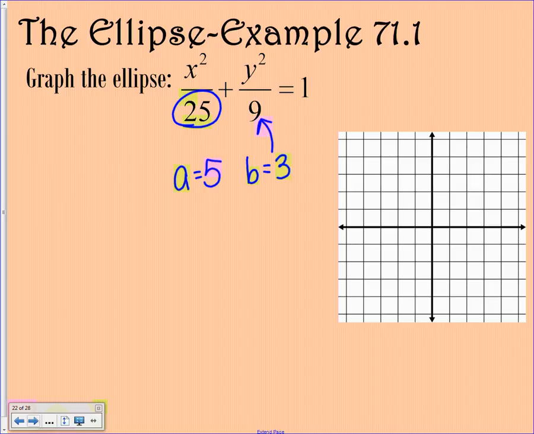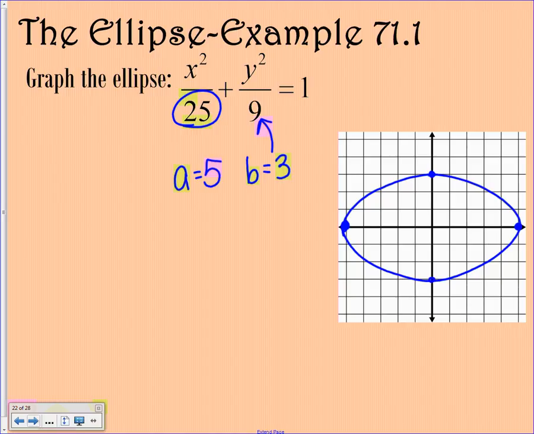This is centered at the origin, so we are going to go horizontally 5 in either direction. So we're going to go to the left 5 and to the right 5. So put a dot, 5 out on your left and right side, and then we're going to go up and down 3. So you can go up to 3, and you're going to go down to -3. And then you are just going to connect your dots, and you're going to make an ellipse. So it'll look something like that.